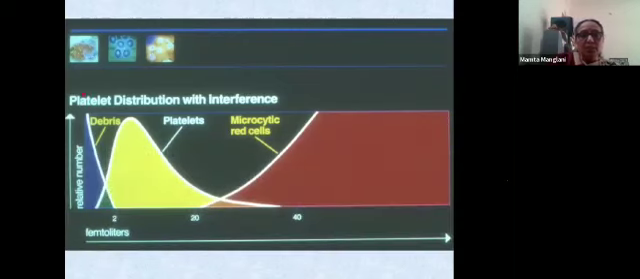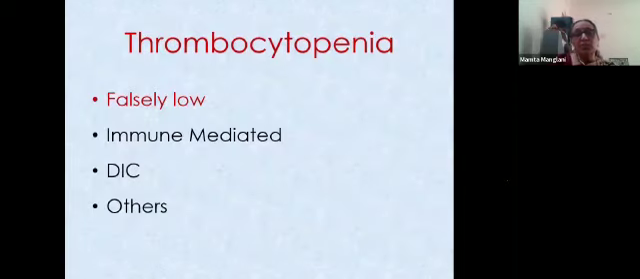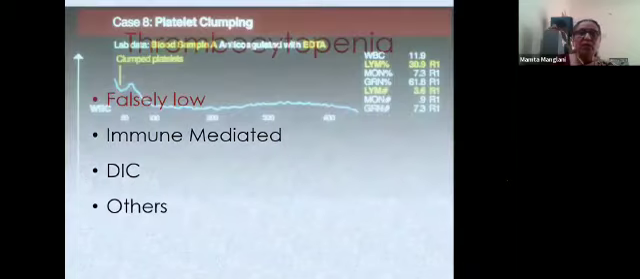Now let's look at this. If microcytes are overlapping with the platelet size, then they will get counted as platelets. Sometimes even small debris can get counted as platelets. So this can interfere with your platelet counts. Thrombocytopenia again can be falsely low on a counter. It can be immune mediated, DIC or others that we all are aware of.